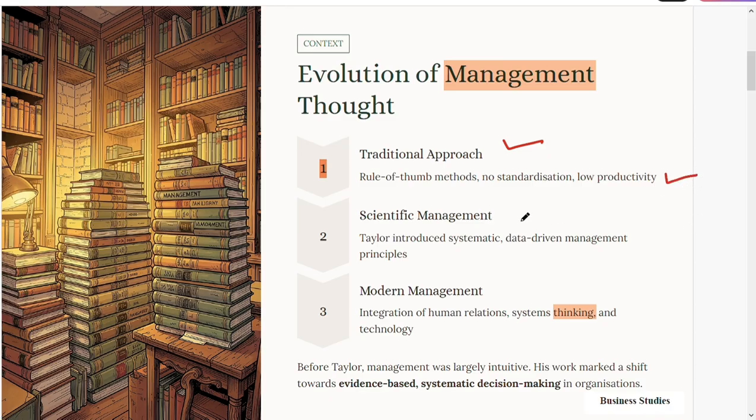Then comes scientific management. That means Taylor introduced scientific, data-driven management. We will study this in this part. Then comes modern management, the integration of human relations, a different kind of thought process, which considers the employee as well as the management.